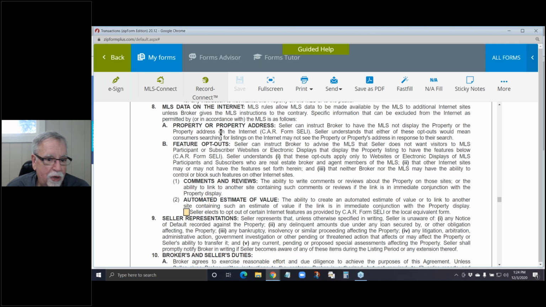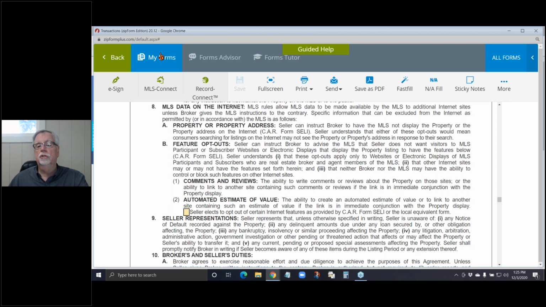MLS data on the internet. They should know that their address is going to be on the internet and pictures are going to be on the internet. They should know, can they opt out? Yeah, but then people on Zillow and Redfin and Realtor.com aren't going to spend much time looking at it, right? Because they kind of want to know. They want to see where it is on a map and all that.